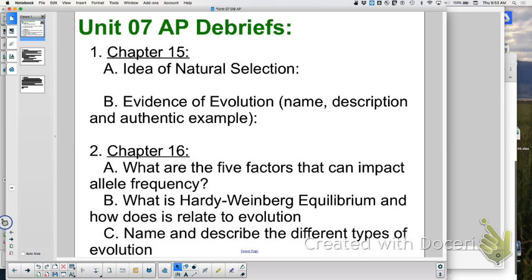All right. So on your Unit 7 AP debriefs, here we go. Idea of natural selection. Could you explain to me what natural selection is? Yes? What are the premises of natural selection? This is kind of like your review, since we're not going to have another review, right? Because your test is Monday and I'm not here tomorrow, right? Okay. So what are the premises of natural selection?